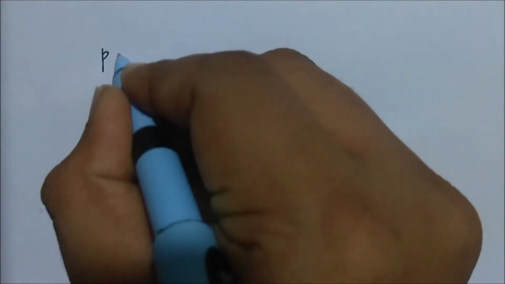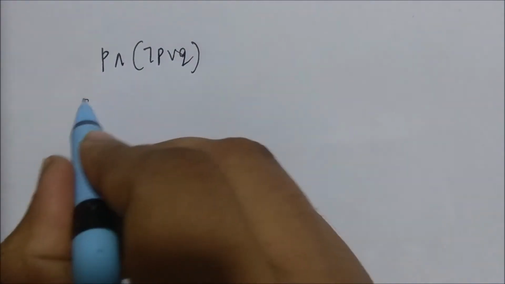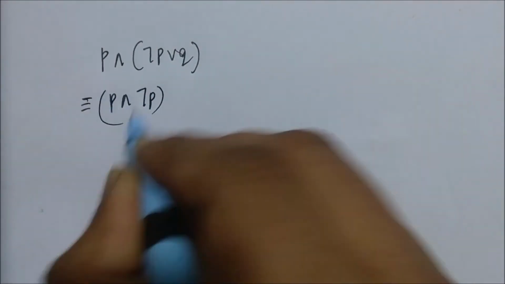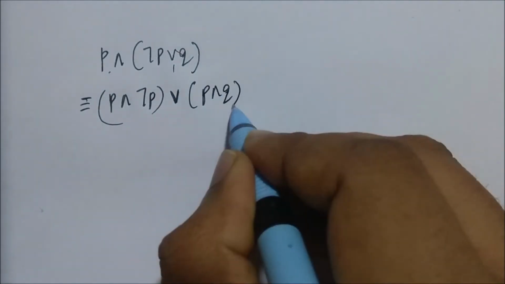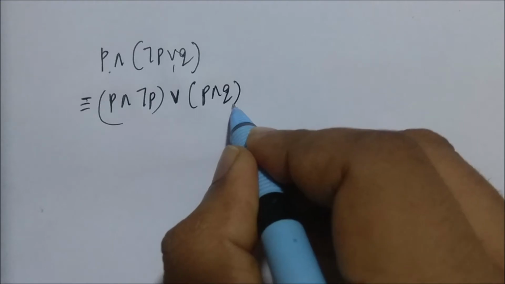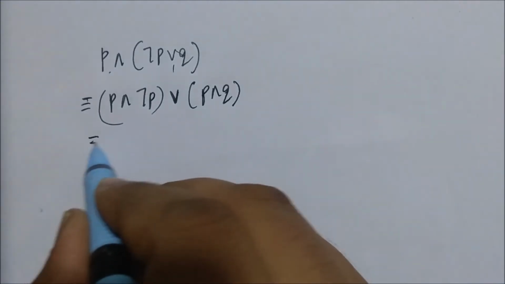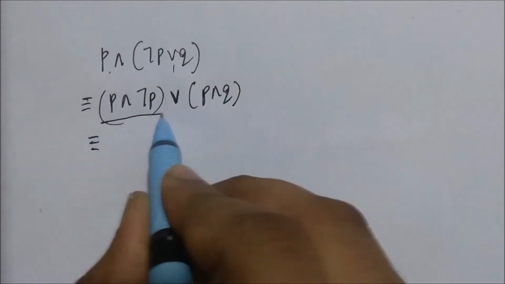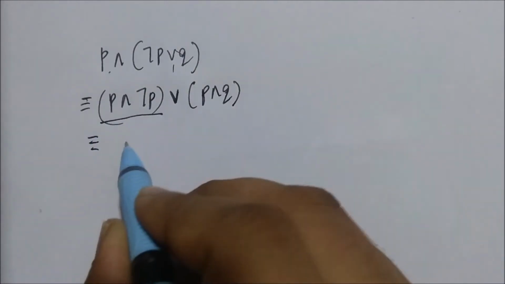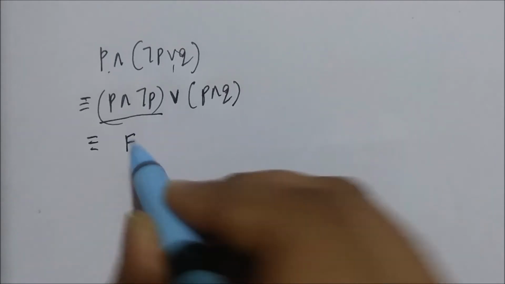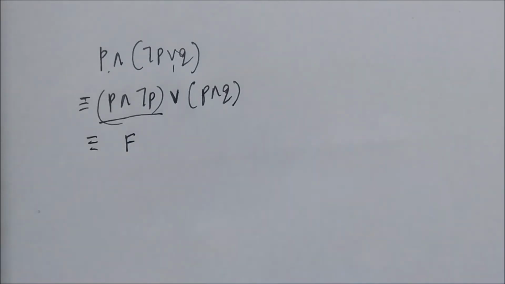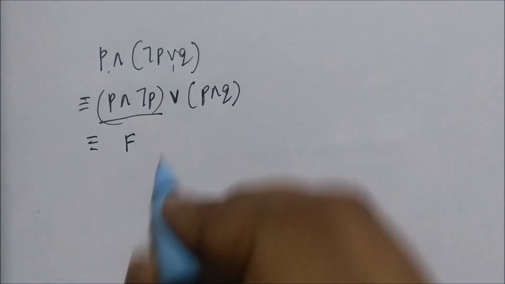Let's see. We can write the proposition P and (not P or Q) as (P and not P) or (P and Q). So they both are equivalent. Here we are distributing the conjunction operation over the disjunction operation. So we now have the statement (P and not P) or (P and Q). Now what is P and not P? Think about it. P has happened and the negation of P has happened. So it's a false statement.